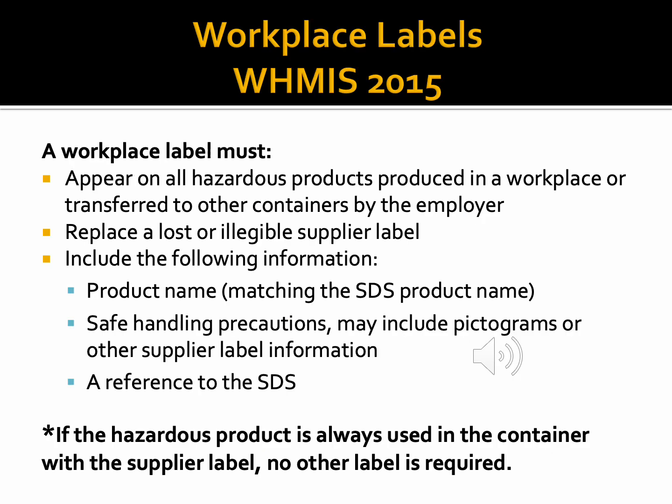A workplace label must appear on all hazardous products produced in a workplace or transferred to other containers by the employer, or to replace a lost or illegible supplier label. Include the following information: product name, safe handling precautions, may include pictograms or other supplier label information, and a reference to the SDS.